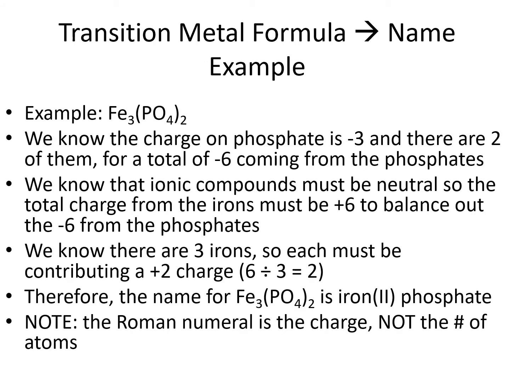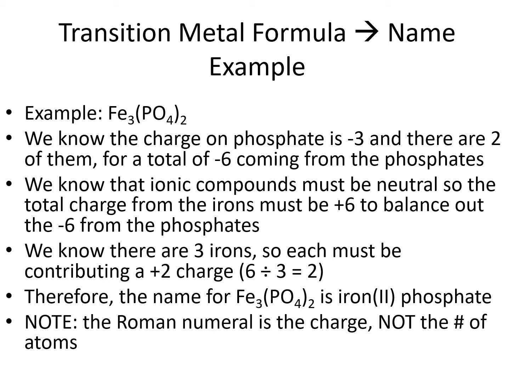In this example, we're trying to find the name for Fe3(PO4)2. First of all, we don't know the charge on the iron because it's a transition metal. So we're going to have to figure it out based on the fact that it's bonding to 2 phosphates. We know the charge on each phosphate is a -3, and there are 2 of them. So there's a total of -6 charge coming from the phosphates.